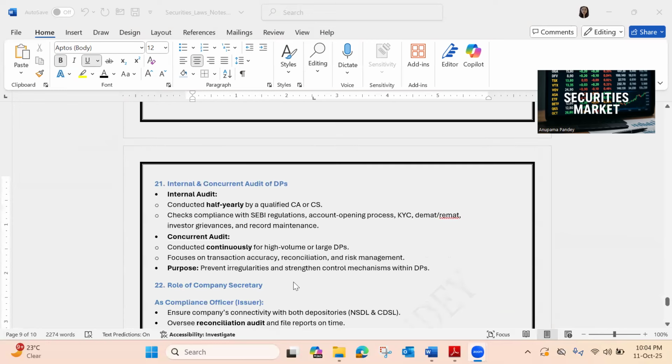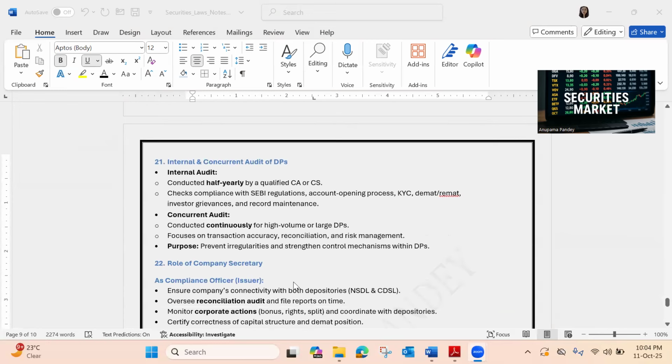Second one is internal and concurrent audit of DPs. So, internal audit is conducted half-yearly by a qualified CA or CS. It checks the compliance with SEBI regulations, account opening process, KYC, demat and remat, investor grievances and record maintenance. Concurrent audit is conducted continuously for high volume or large DPs. Focus is on the transaction accuracy, reconciliation, risk management. Purpose is to prevent irregularities and strengthen the control mechanism within DPs.